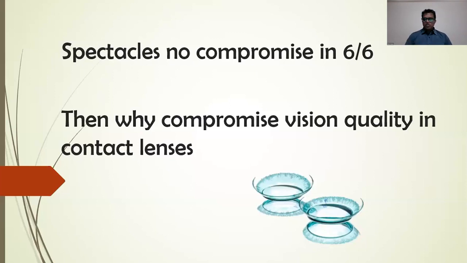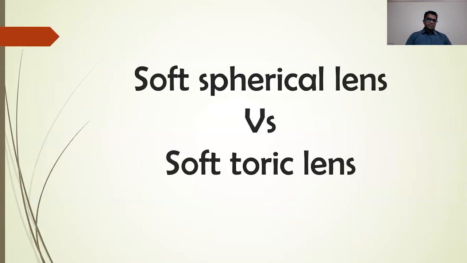Okay, so today we are going to discuss this: if in a spectacle we are not going to compromise on a spherocylindrical combination, then in a contact lens, why do we compromise on the spherocylindrical combination? So then where we come to is soft spherical lenses versus soft toric lenses.